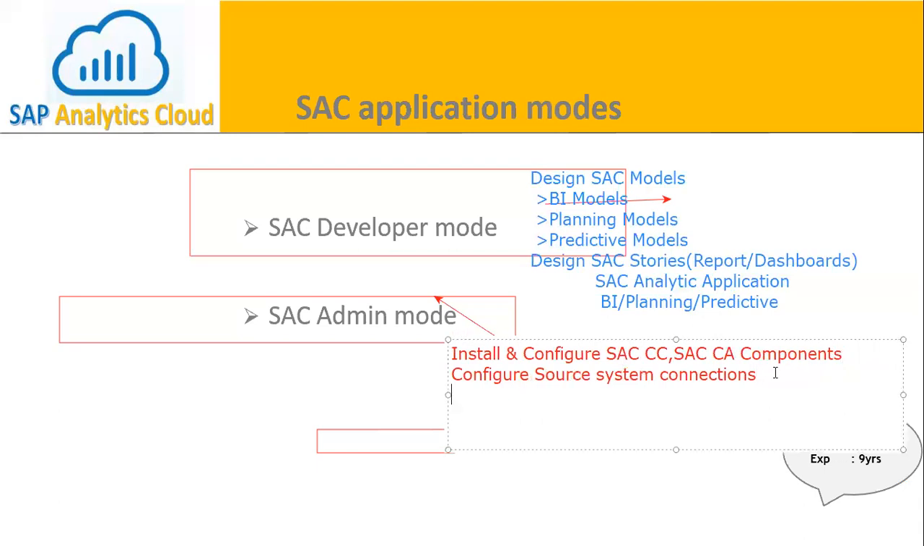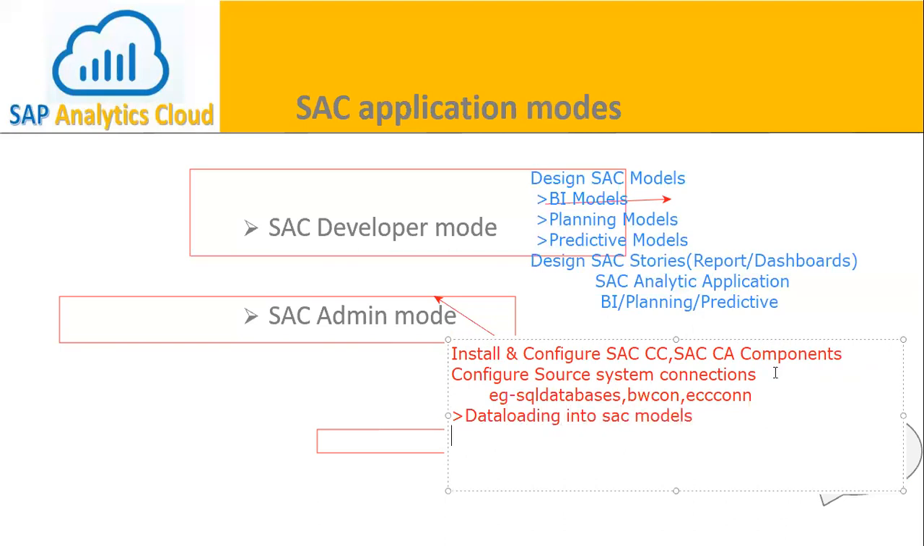Configure source system connections, for example SQL databases, or a BW connection, or an ECC connection, anything. Also, we will do data loading into SAC models, and we also need to look after transportation. I hope you know what transportation is about.